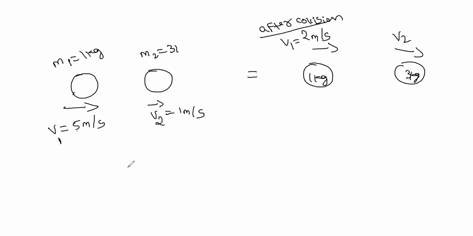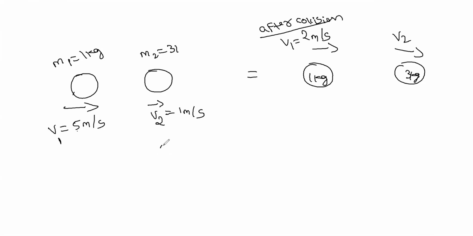So is it minus 2 by 3? Minus 2 by 3. Why are you getting minus? Because it will continue to be in the same direction, right? Yeah, it will be in the same direction itself. So tell me the first equation that you do.